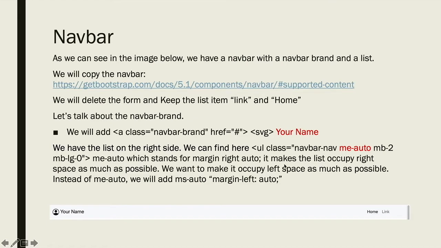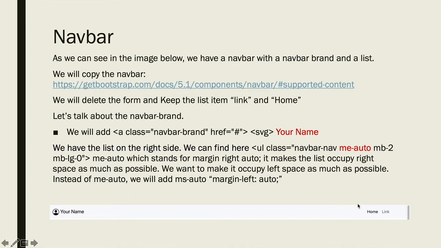We will delete the form and just keep the link and the home. We don't need a dropdown. And then we will add the navbar brand with SVG and the name. As you can see from here, we have SVG and a name. We have a list on the right side. We can find that inside the link right here.